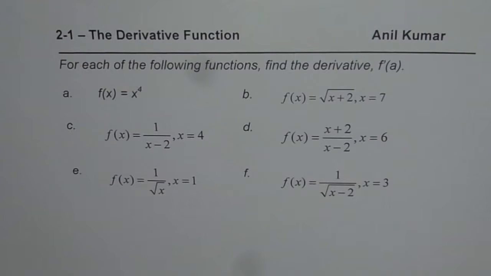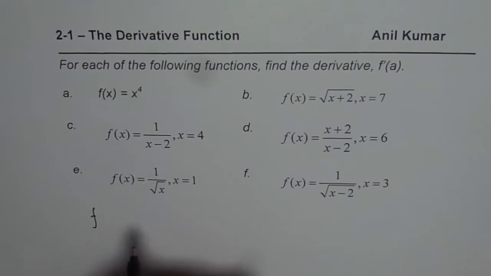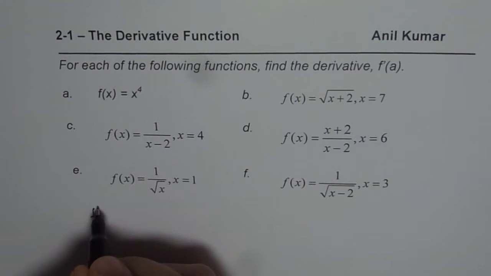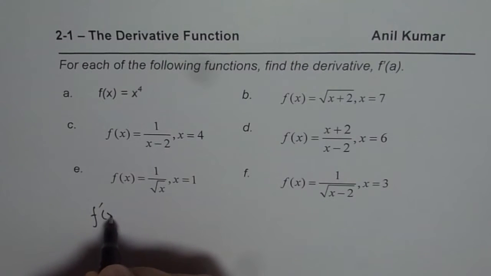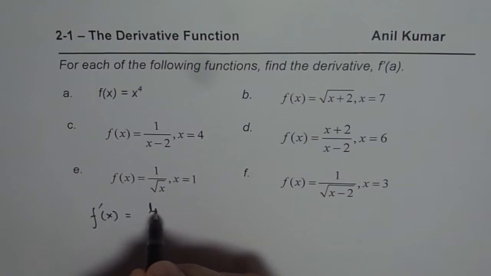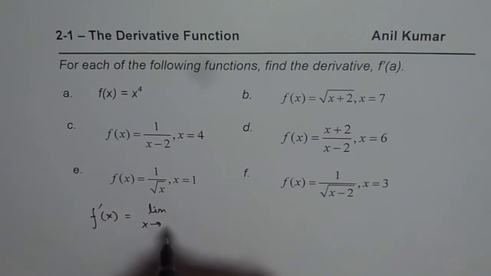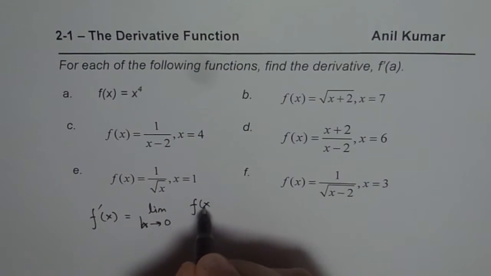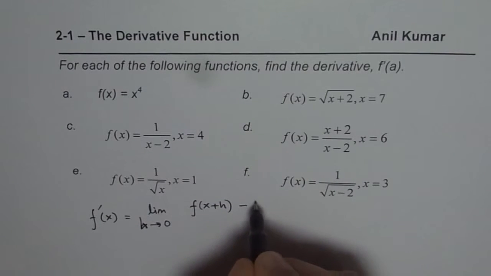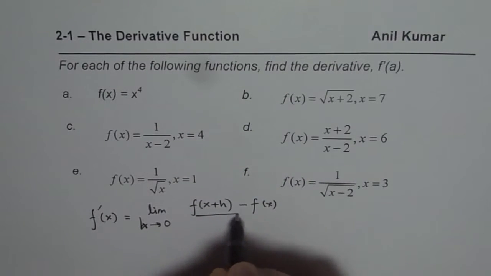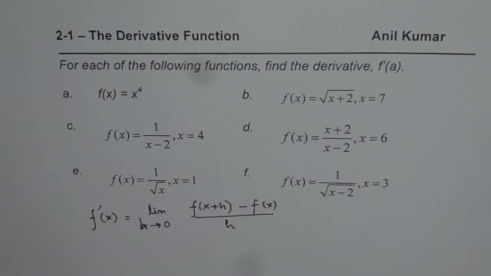You will notice that in this particular chapter, we need to find derivative with first principle, right? So the basic rule is you need to find derivative at a given point using the definition that f dash of x equals to limit h approaches 0 for f of x plus h minus f of x over h, right? So that is the general equation which you need to apply.